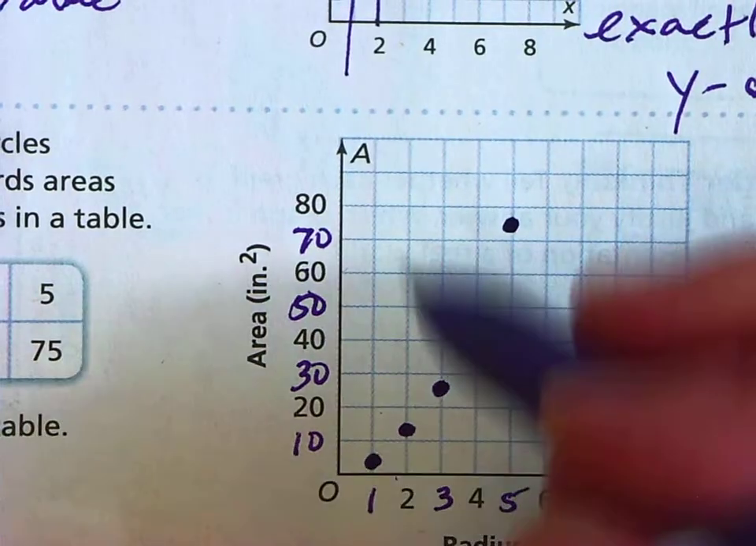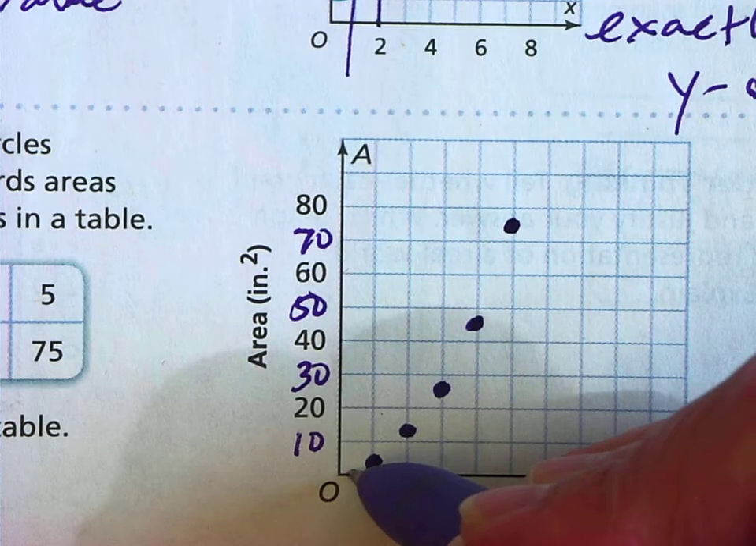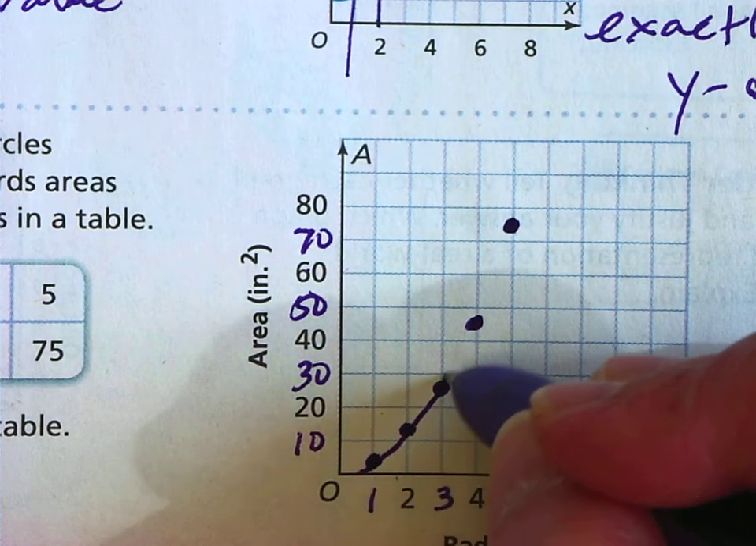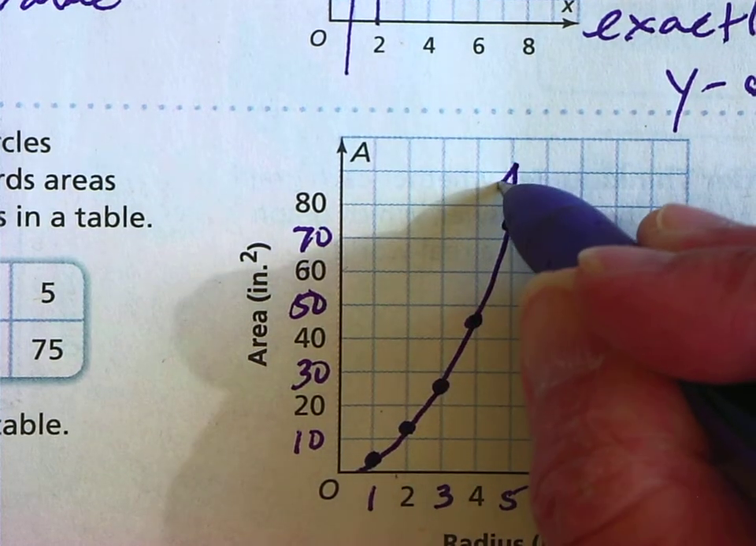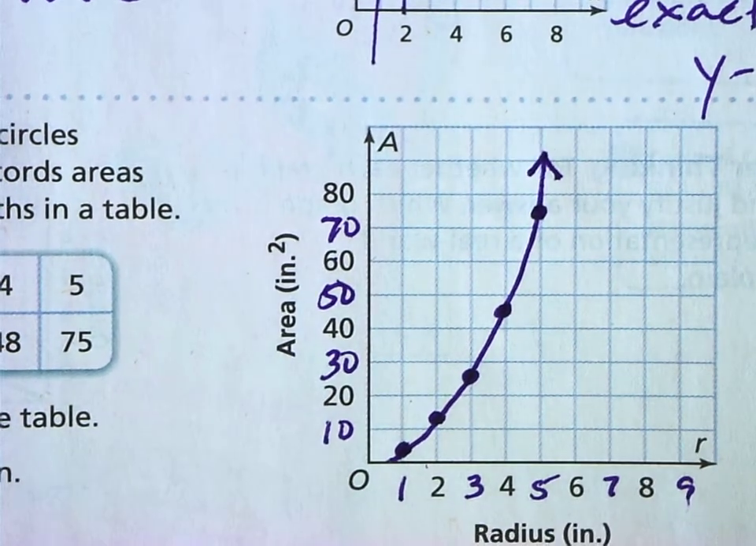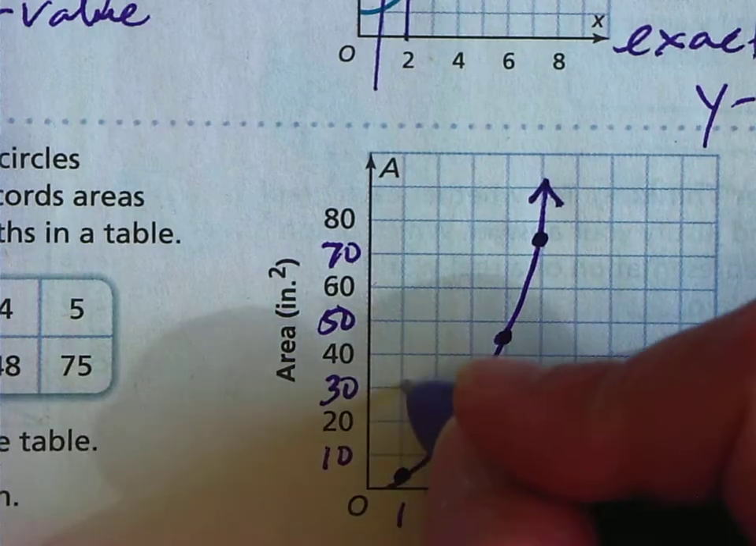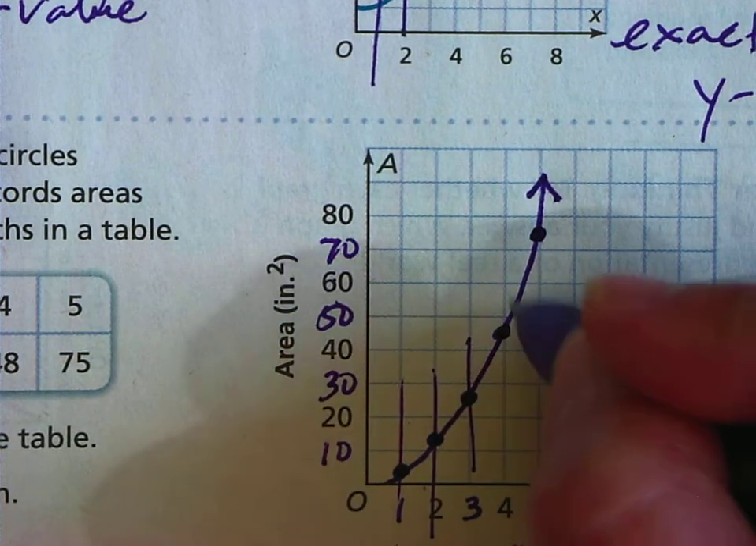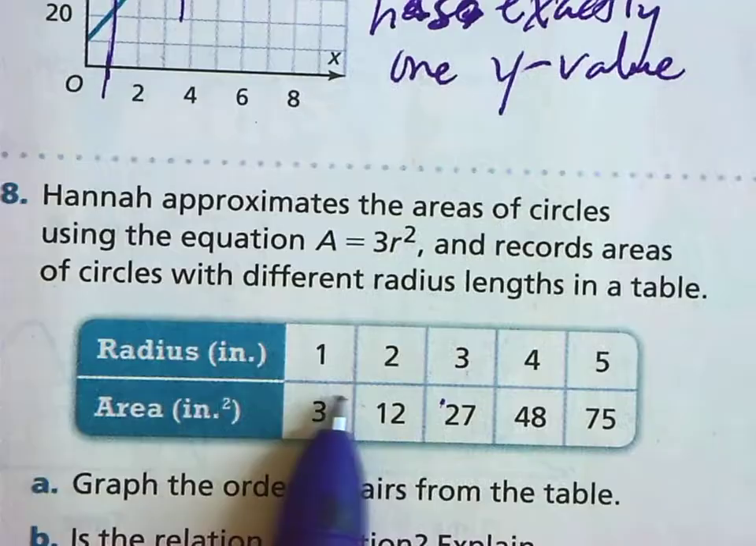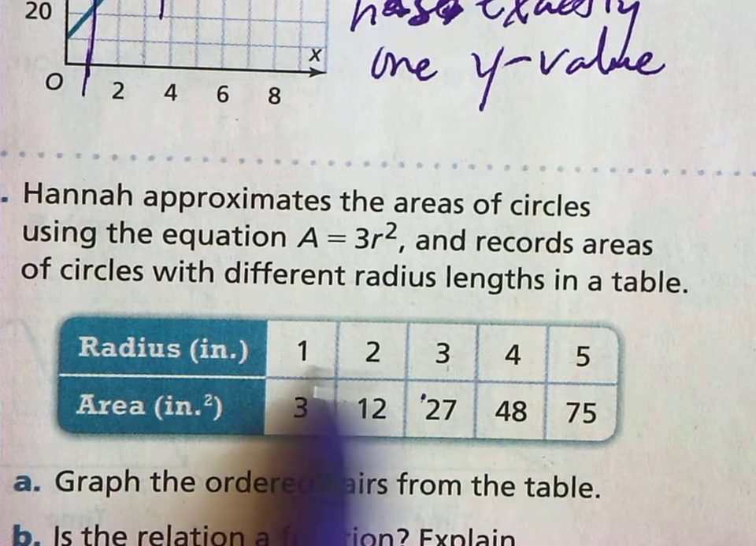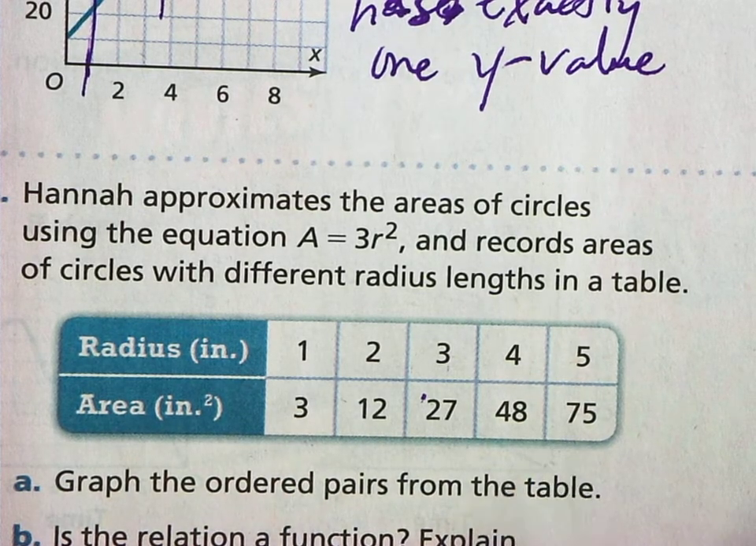Okay, so now folks, if you were to connect the dots, connect these points, they definitely curve. So this is nonlinear because it's curved. Now, is it a function? Okay, well, let's do our vertical line test. Yes, we actually already determined that. Each x value only appears one time. Each x value has only one y value. So yes, this is a function.